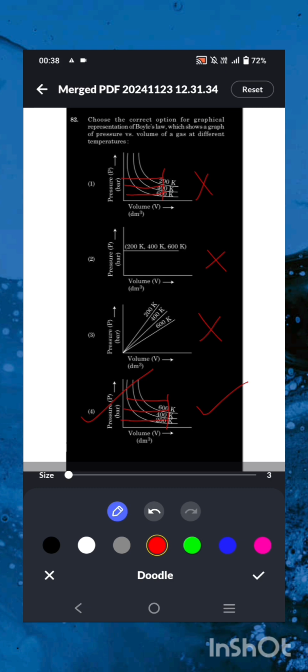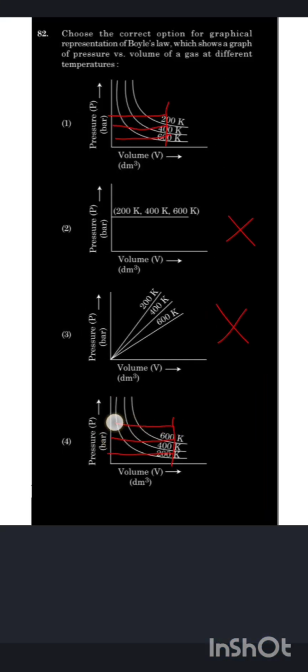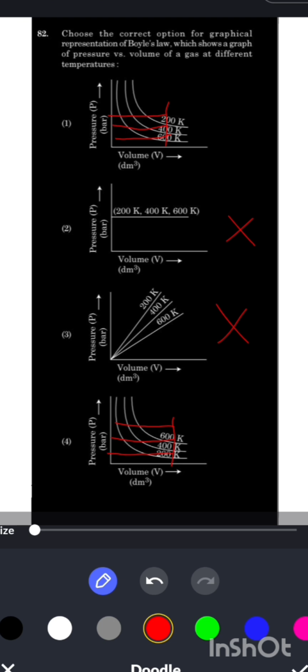In option 4, at 200 Kelvin pressure is least, at 400 Kelvin pressure is a little bit higher, and at 600 Kelvin pressure is highest. Therefore, option 4 will be the answer.